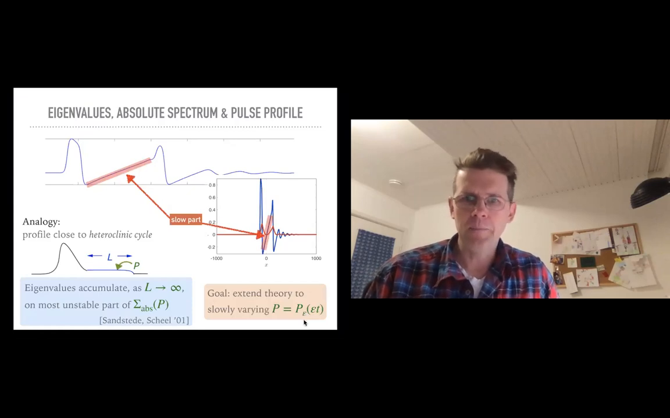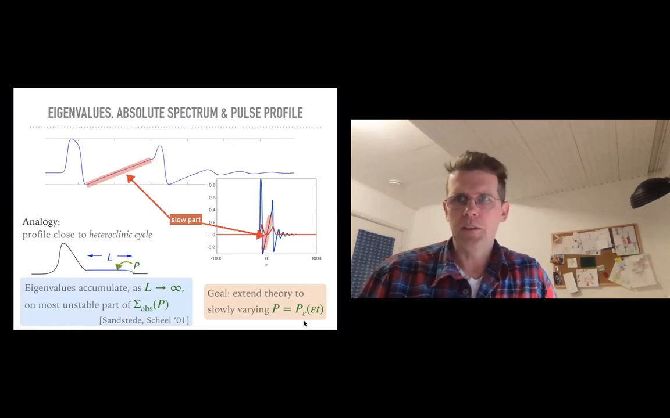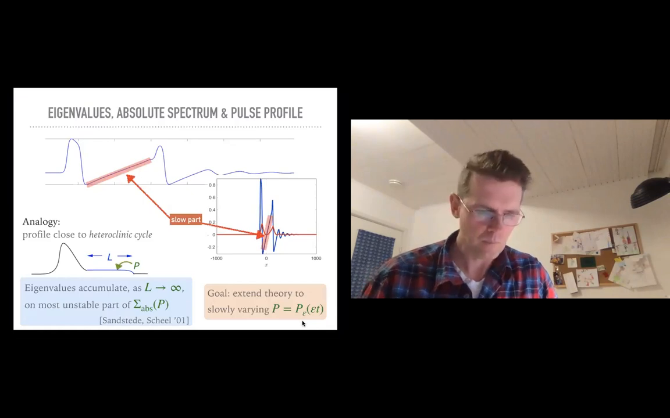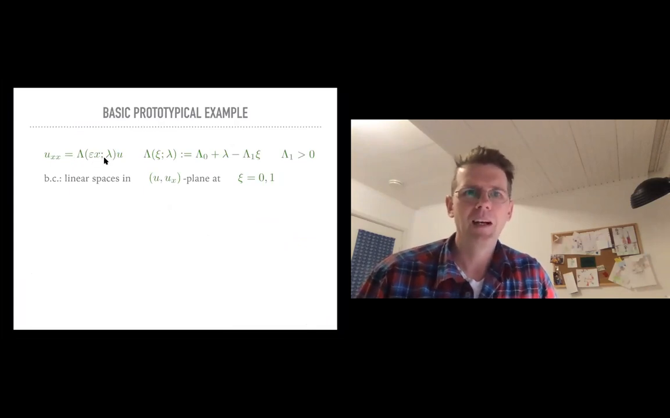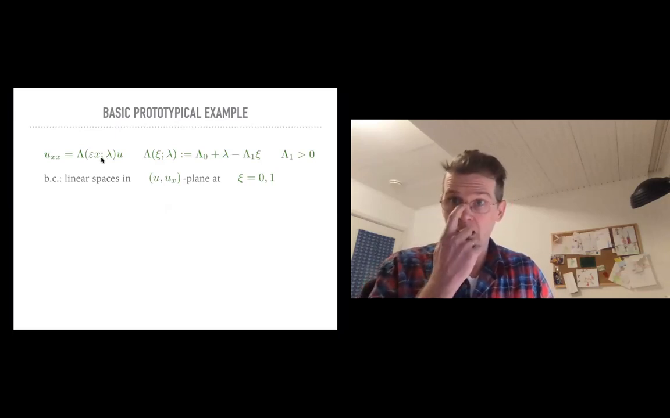Okay, so let's see how this works. We've already seen Sturm-Liouville type operators with constant coefficients. What happens if we now take slowly varying coefficients, and how do we get information about the eigenvalues in that case? So for that, I'm going to look at this prototypical example here, just a second order differential equation with a multiplication operator capital lambda here, just a multiplication. And this capital lambda is slowly depending on x and on the eigenvalue parameter.